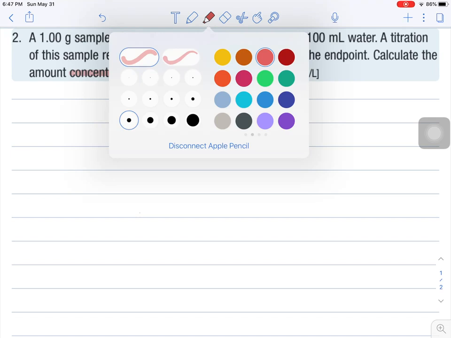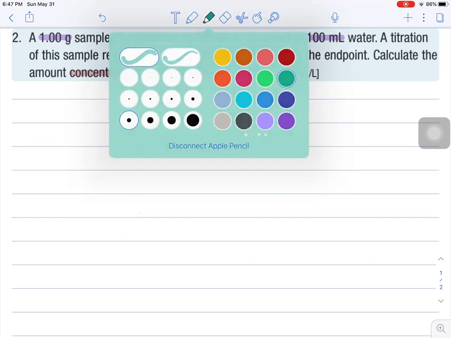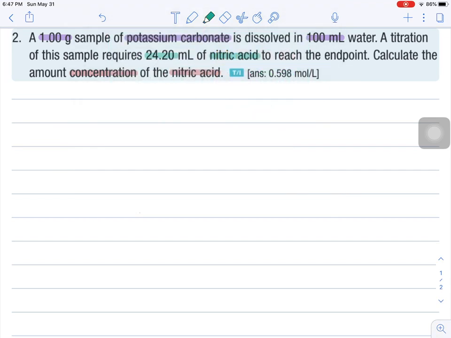So we have potassium carbonate, we have 1 gram of it, and it's dissolved in 100 mL of water. And for nitric acid, we have 24.20 mL. So I'm just going to write out the information I have.